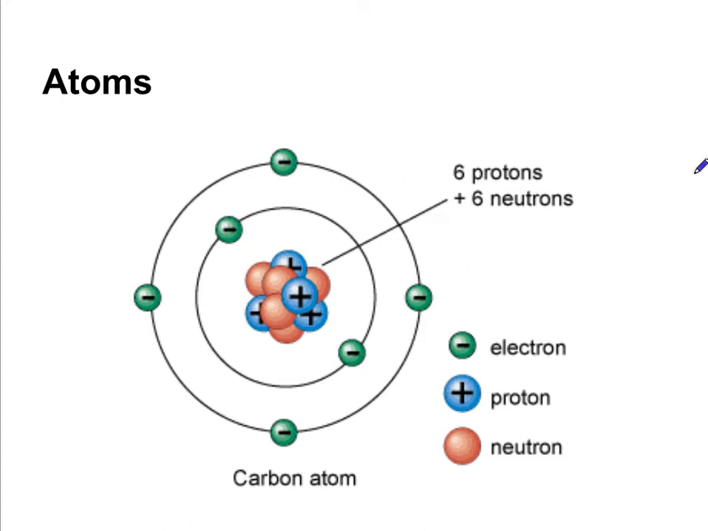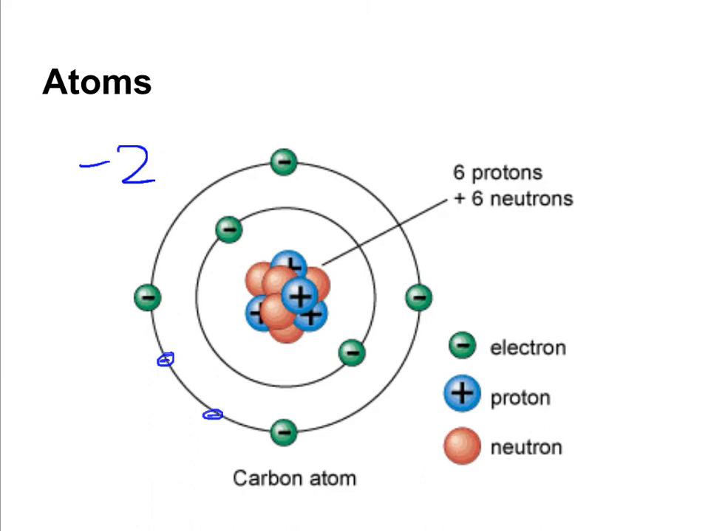Now, if we were to add 2 electrons to this, let's just say it picks up 2 extra electrons from another atom, it would have 8 electrons and 6 protons. So it'd have 2 more electrons than protons. That would give the carbon atom a charge of -2. So that's how we calculate the charge of different ions.